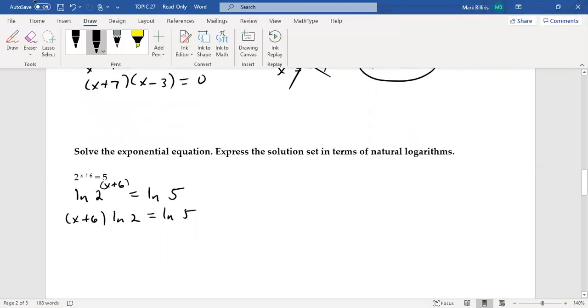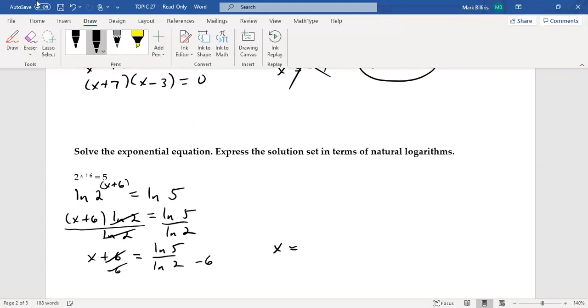I want x to be by itself, so I need to get rid of the factor, the natural log of 2. So I'm going to divide both sides by the natural log of 2. This gives me x plus 6 equals the natural log of 5 over the natural log of 2. I'm going to subtract 6 from both sides. So this gives me x equals the natural log of 5 over the natural log of 2, minus 6.